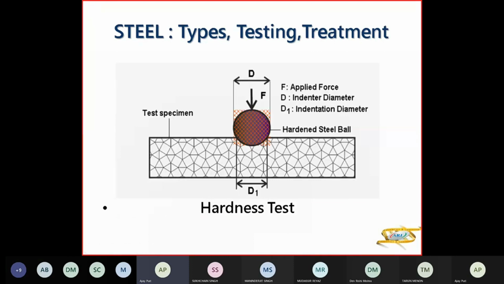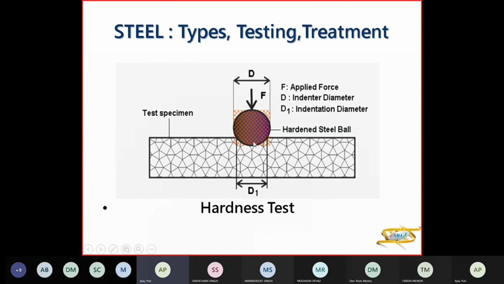For the hardness test, you have a carbide steel ball, which is very hard, known as the indenter. That is pressed at a constant force on the test piece, maybe for 30 seconds. This is pressed continuously, then removed, and then they check with the microscope the indentation diameter. If the indentation is more than the indenter diameter, that means it is soft. If the indentation is less than the diameter of the indenter, the material is very hard.